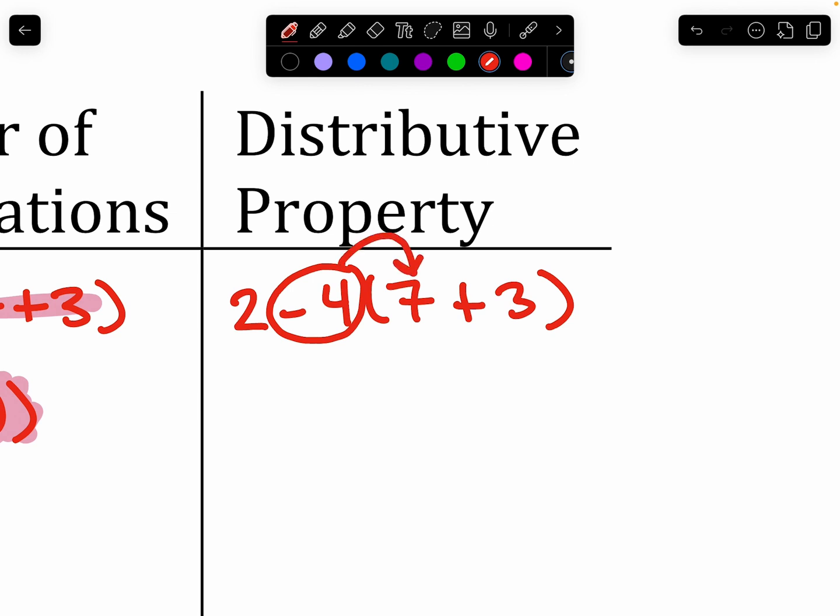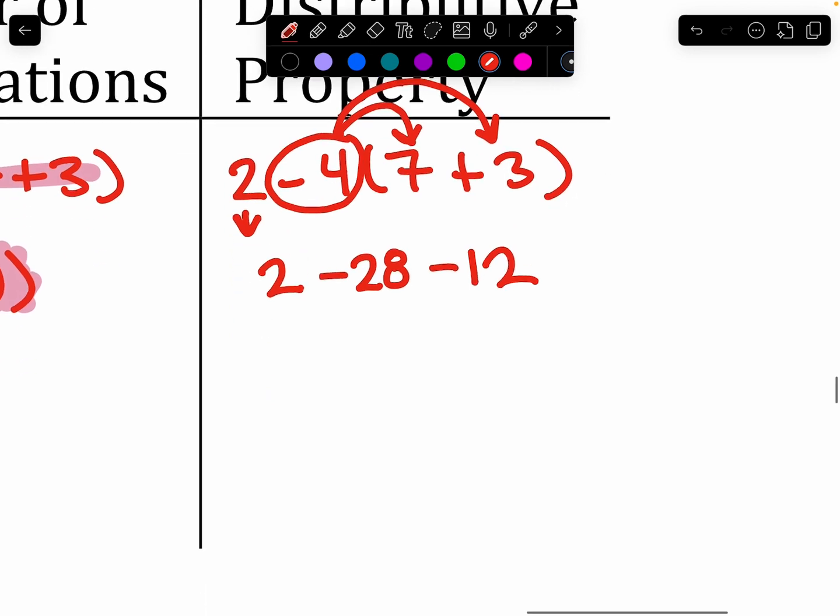So I'm going to start by doing negative 4 times 7, which is a negative 28. Now before I move on, I'm going to bring down this 2 that I didn't do anything with. I have to go back. Negative 4 times a positive 3 is a negative 12. I did not distribute the 2. I only distributed the thing that was touching the parenthesis, which in this case was negative 4.